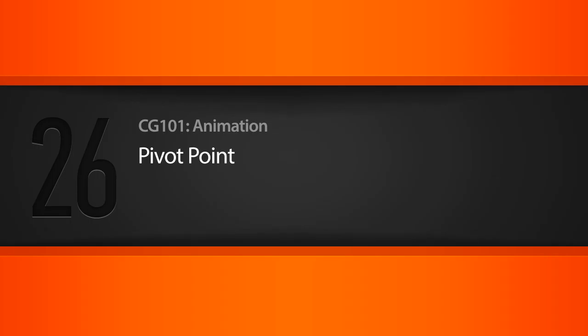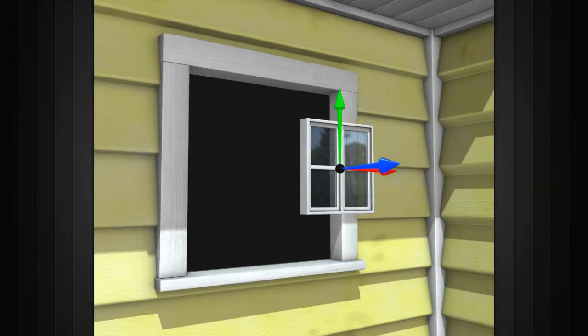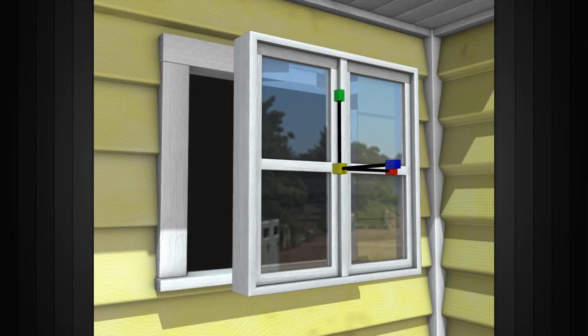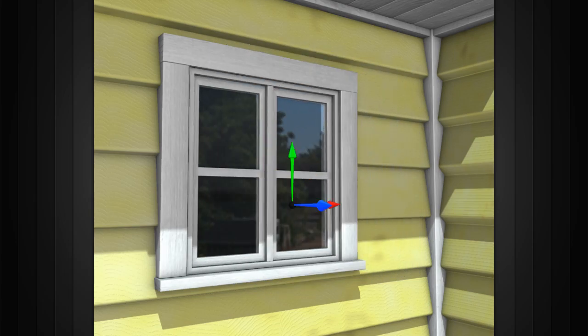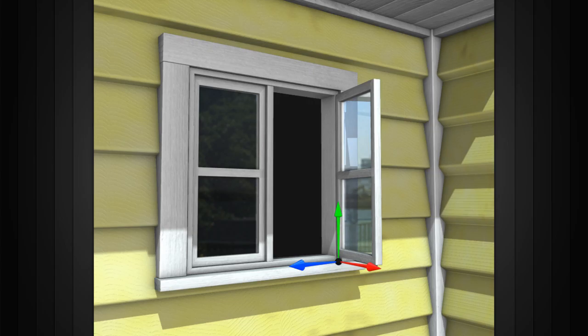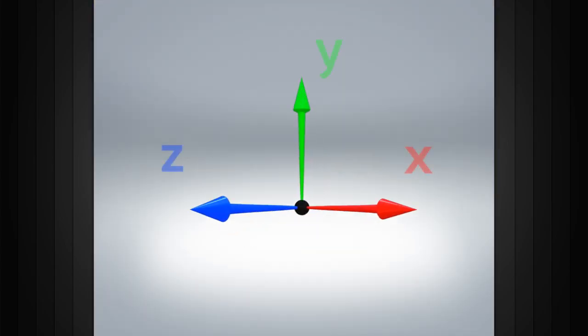In this lesson, we will learn about pivot points and how they're used to transform 3D geometry. When working with 3D objects, we will often need to move, scale, or rotate them to fit the needs of our scenes. In addition, these transformations may need to be animated in order for the shot to be completed. A very important aspect of object transformations is the pivot point.